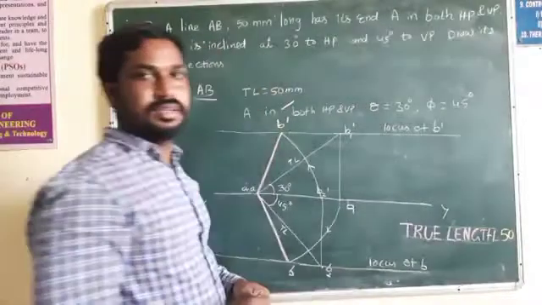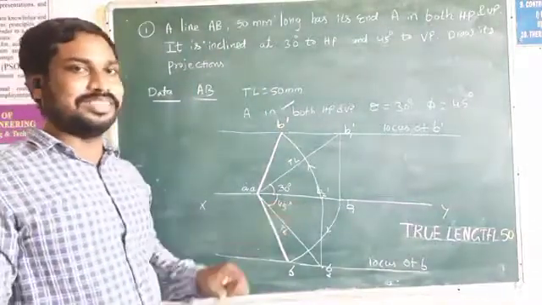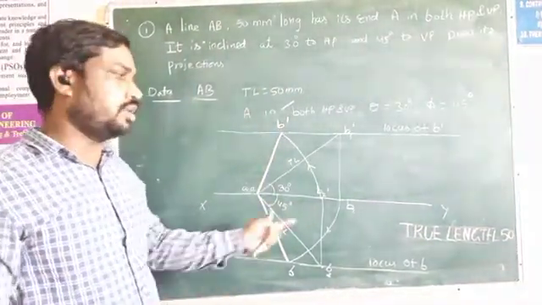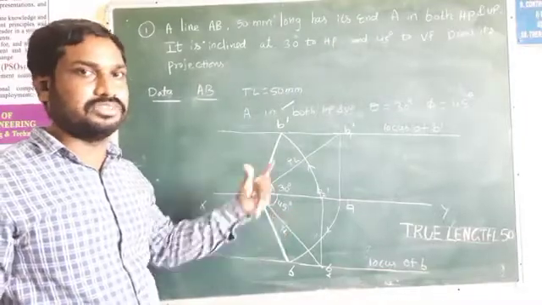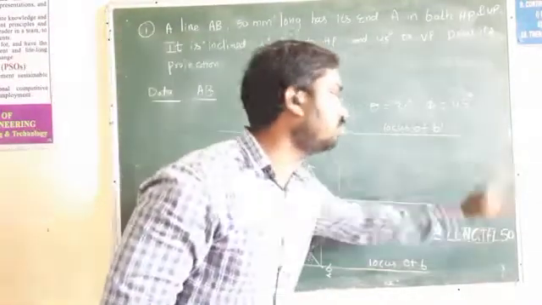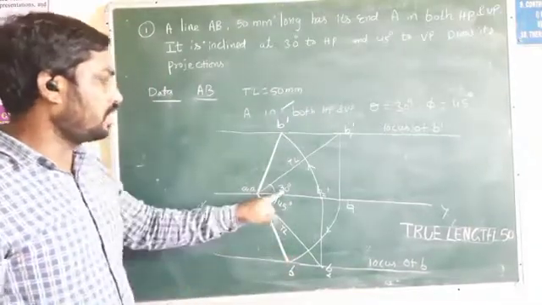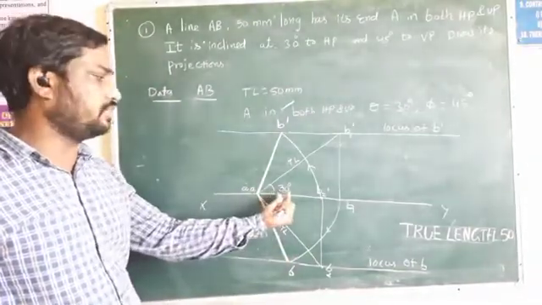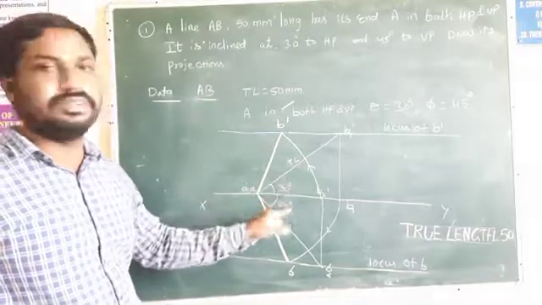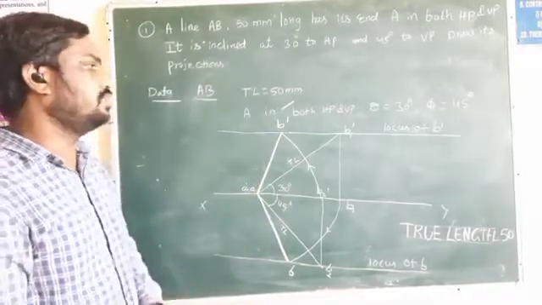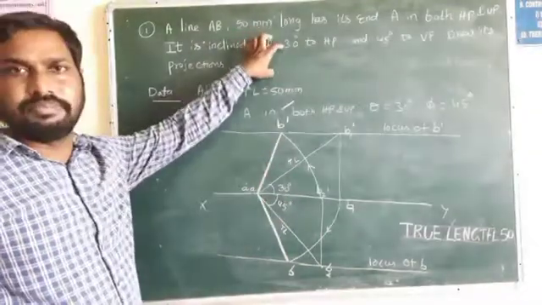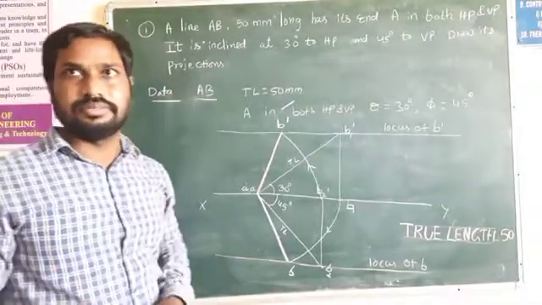Write 50 only. Don't show the mm. All dimensions are in mm. You know about the way that all dimensions are in mm in the chart. So the true length equals 50 mm. This is also true length 50 mm. The angles we already showed, 30 degrees and 45 degrees. Okay. This is the entire diagram for this problem. Right? Thank you.